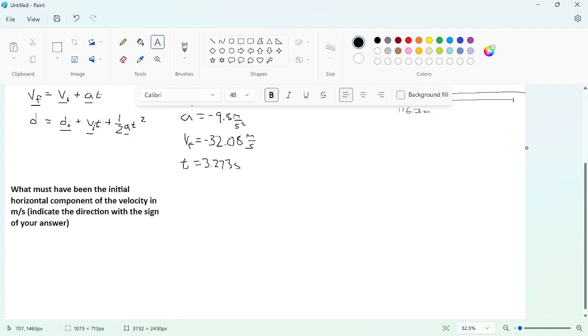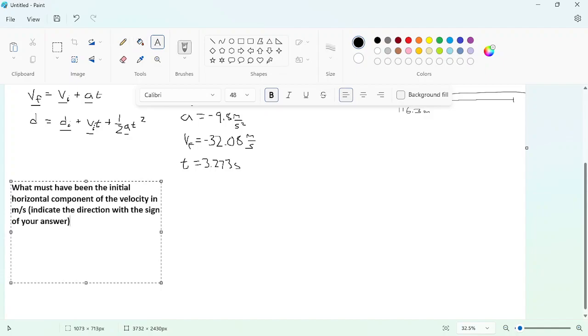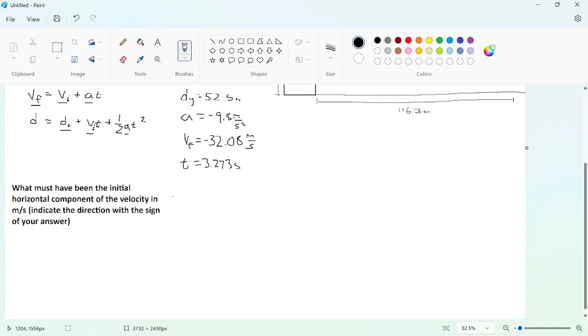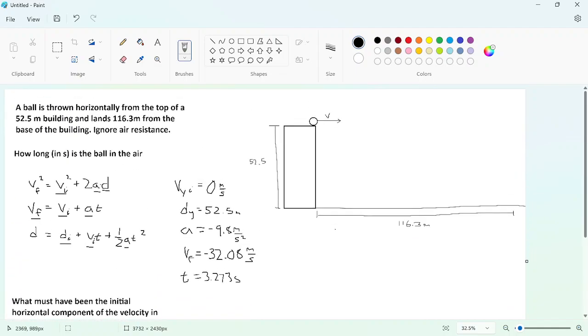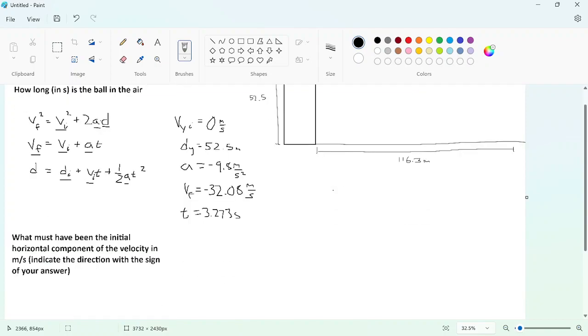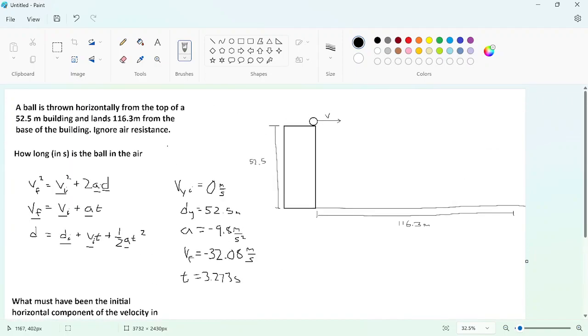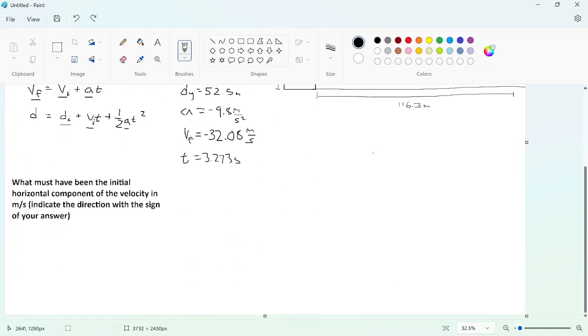The second part of the problem asks what must have been the initial horizontal component of the velocity in meters per second, indicating the direction with the sign. How do we do that? For this problem, we know that the horizontal velocity is going to be constant. Why? Because there are no external factors affecting the horizontal velocity, unlike the vertical velocity where gravity was a factor.